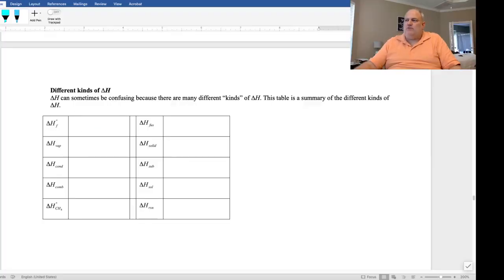Okay, so there was one little part that I left off, and that was this table that you guys have. And I just want to walk you through how these subscripts can kind of be helpful to us. So if you take a look at this here, the F stands for formation.